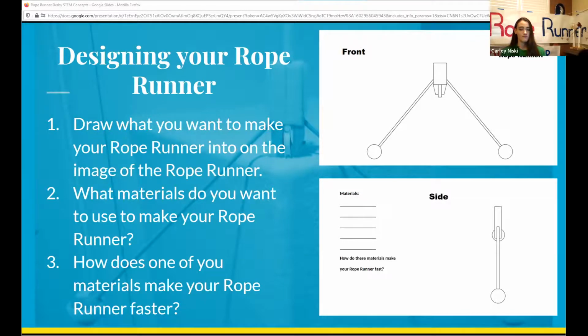Are we supposed to write what we want our rope runner to look like on the picture? Yes. It's just like an outline and you can draw your picture over it. And that way you don't have to spend time drawing the actual rope runner. You can just draw your design on it. Okay.